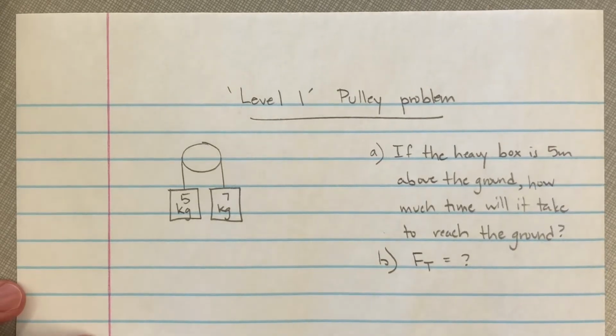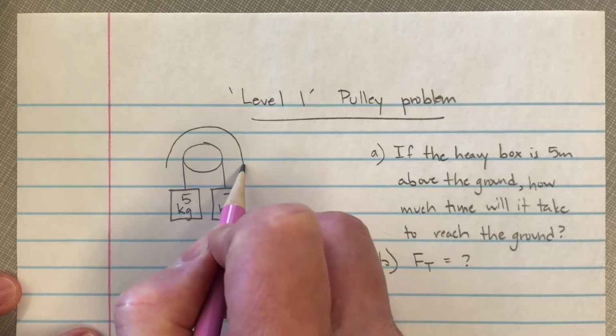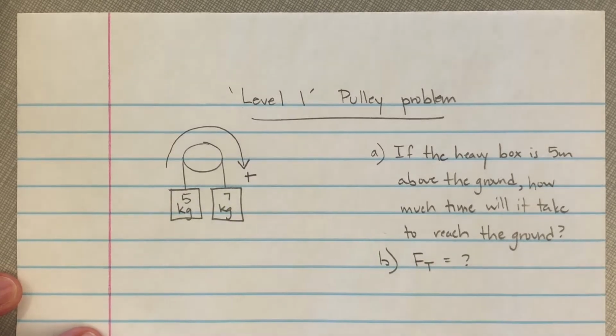Okay, so with any pulley problem, whether it's level 1, level 2, or level 3, the overall steps to solving it are the same. The first thing you do is identify the direction your system's going to move. So obviously it's going to go in the overall direction of the heavier one. So we're going to identify the direction of motion, and we're going to make that direction positive.